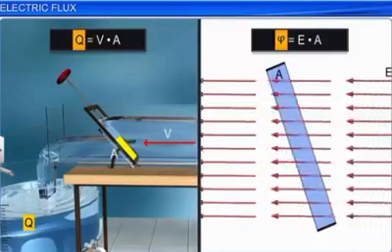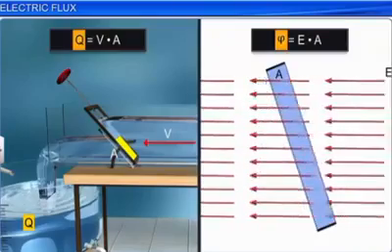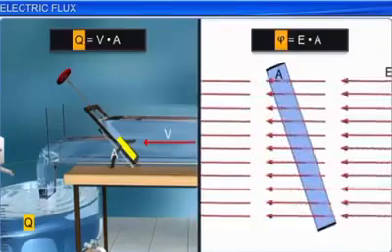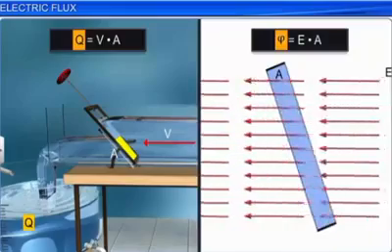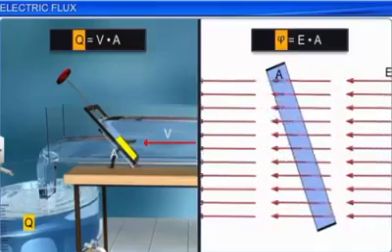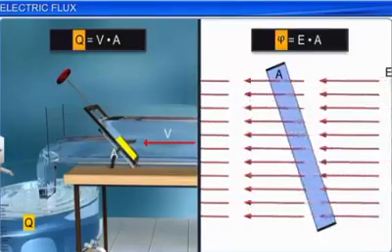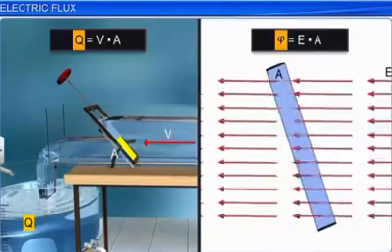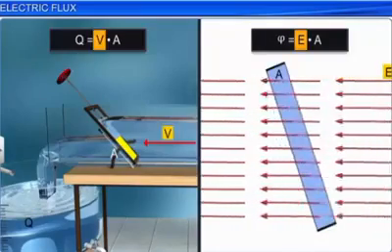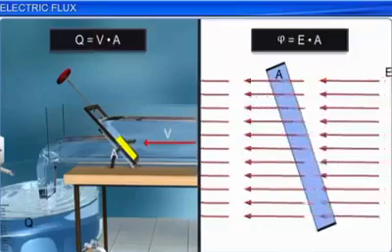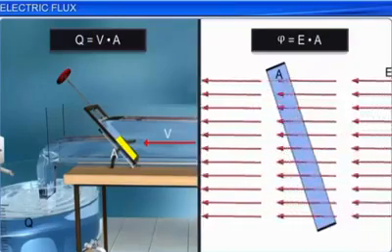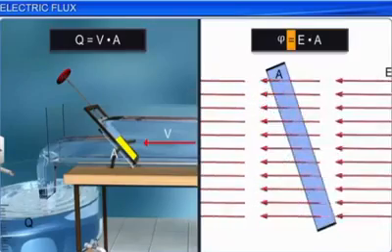However, unlike in Q, where there is flow of water, nothing flows in electric flux. There are only imaginary electric lines of force that cut across the area. Uniform electric field E is analogous to the velocity of water V. Mathematically, we can write the equation as phi is equal to the dot product of E and A.